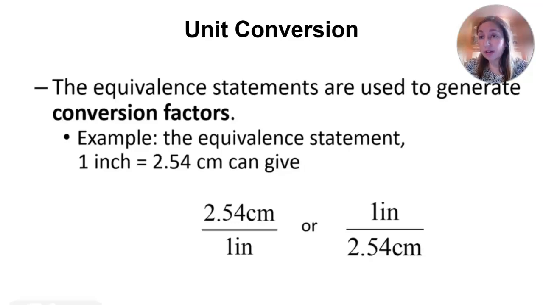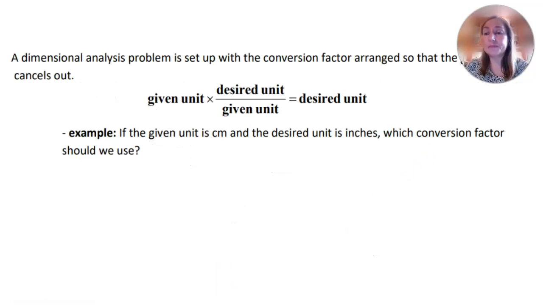We use these to generate conversion factors. So 1 inch is 2.54 centimeters, and we can give this equivalence factor in two different fraction forms. You can put 2.54 centimeters over 1 inch, or you can put 1 inch over 2.54 centimeters, and those are how we're going to write our equivalence factors.